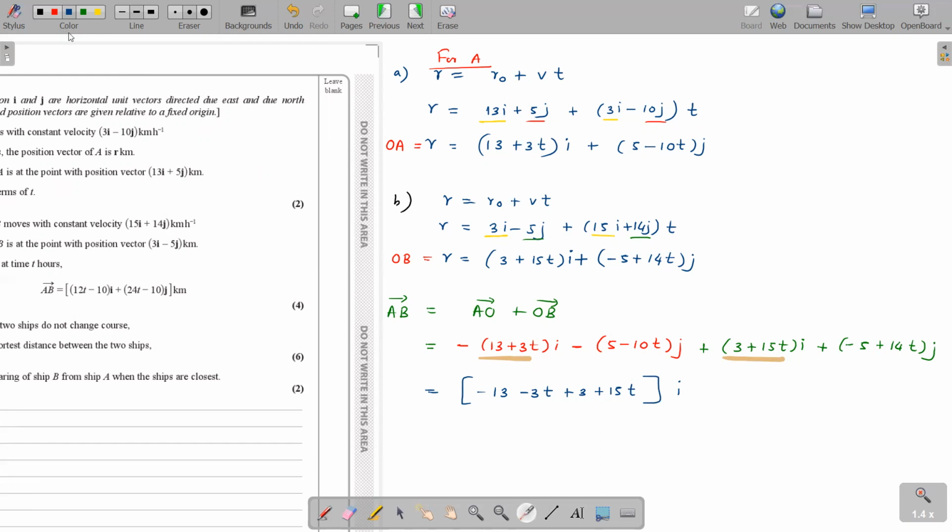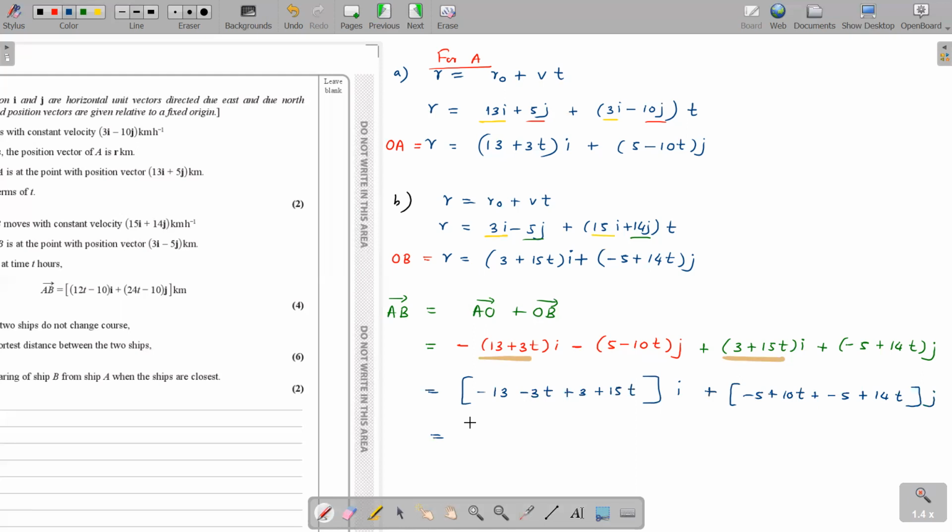Similarly, likewise do for j also. Plus, let me put plus in the middle. What are my j coefficients? Minus 5. Be careful here. Minus 5 and what 10t? Minus into minus, it's a plus 10t. Be careful here. I open the minus, the negative sign. And here the other j term is minus 5 plus 14t. So this is my j coefficient.